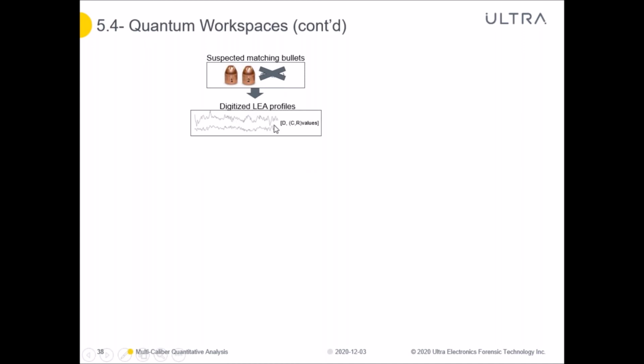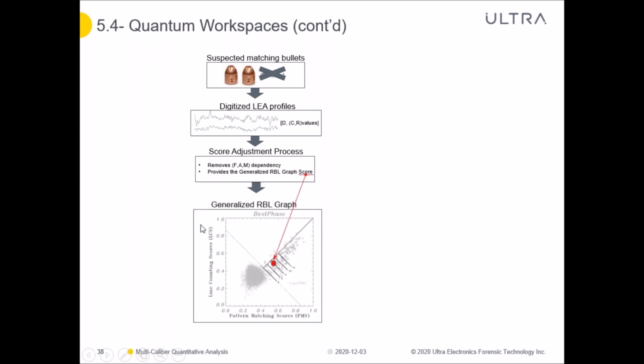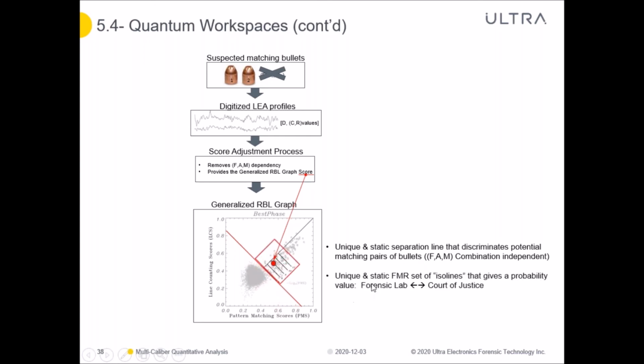And from those profiles, we get the objective identification score, and we get those personalized CNR values. We pass it to the score adjustment process that actually removes the FAM dependency and provides the score on the unique generalized RBL graph. That graphic will provide a unique and static separation line that discriminates potential matching pairs of bullets. It will also provide a unique and static false match rate set of isolines that will give a probability value, and that probability value will make the bridge between your forensic lab and the court of justice.